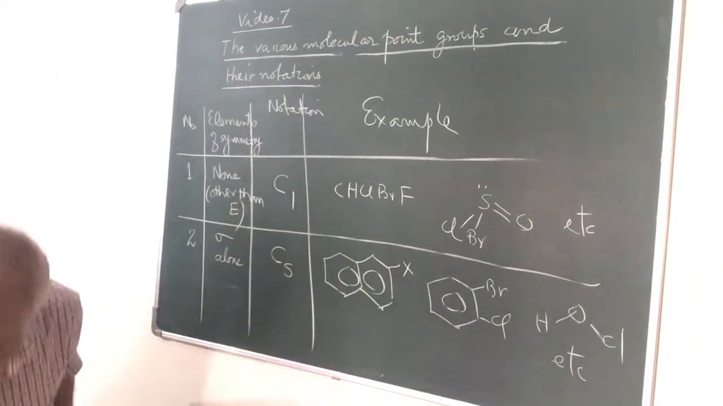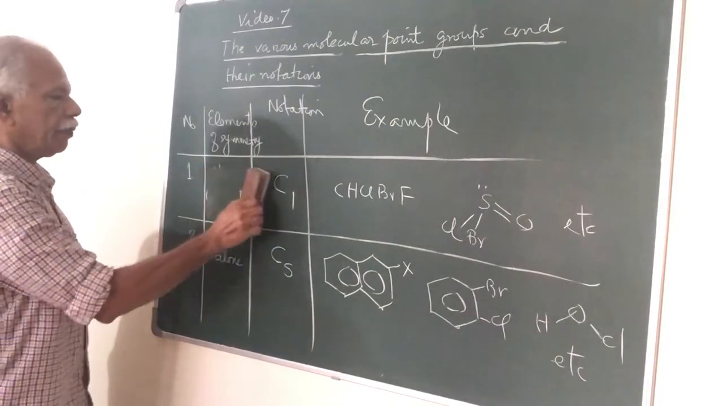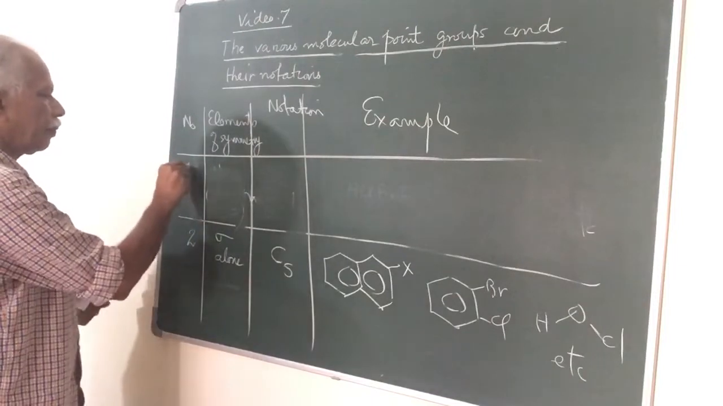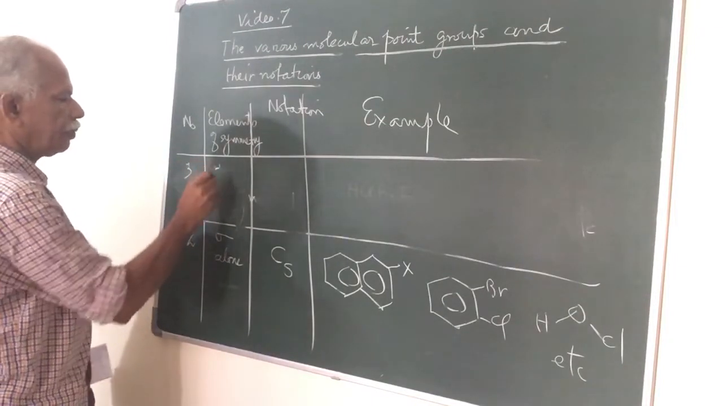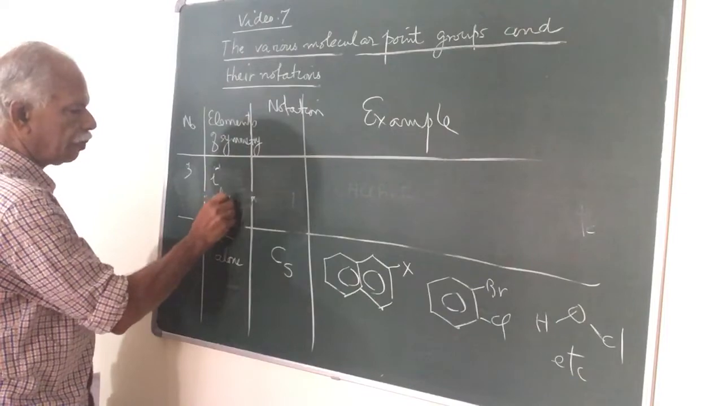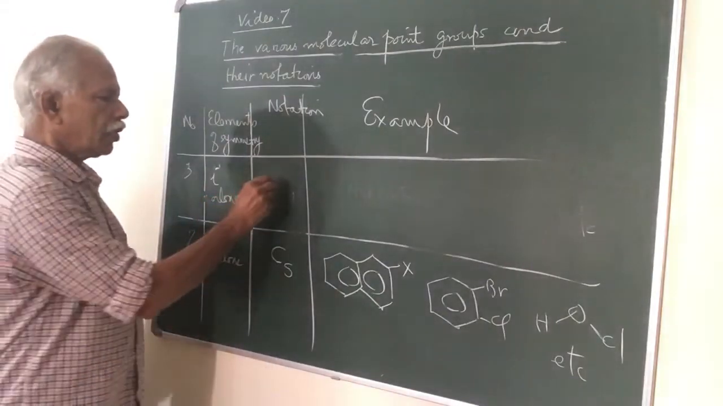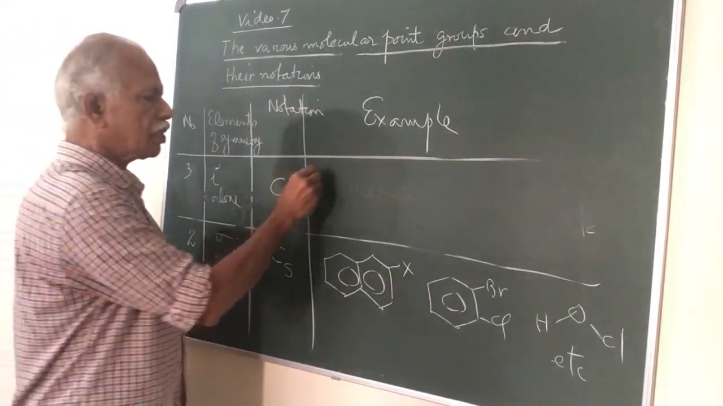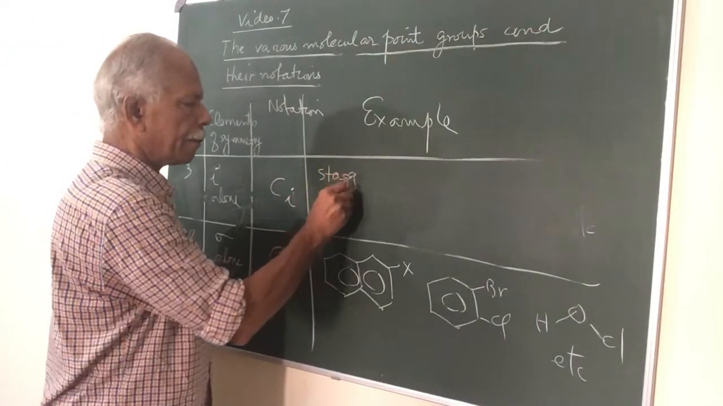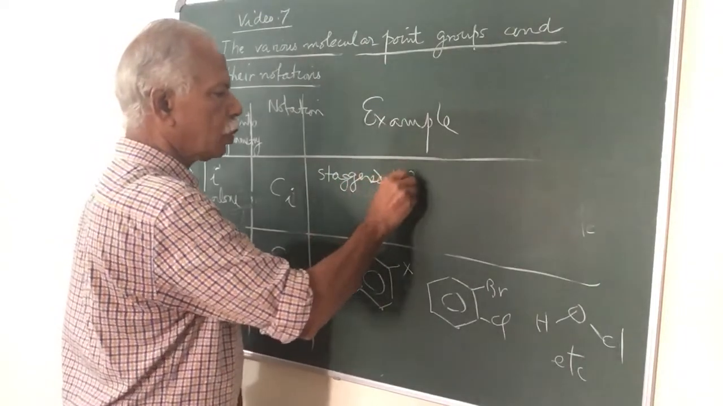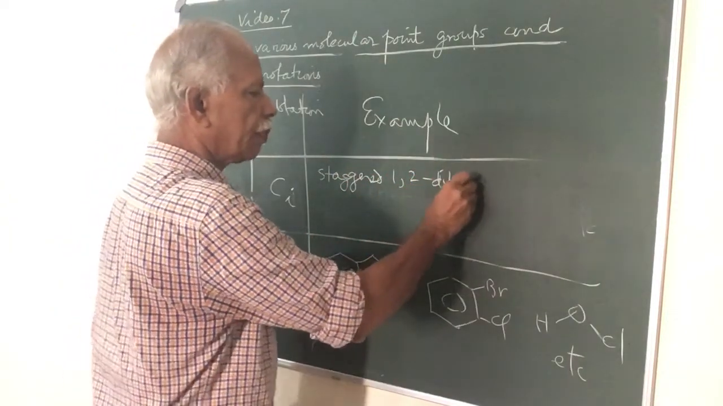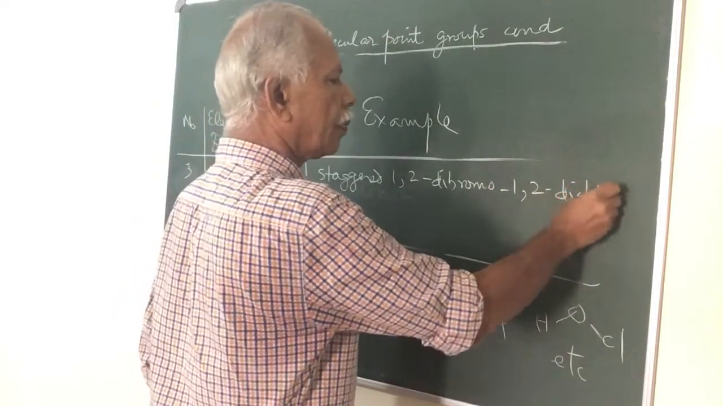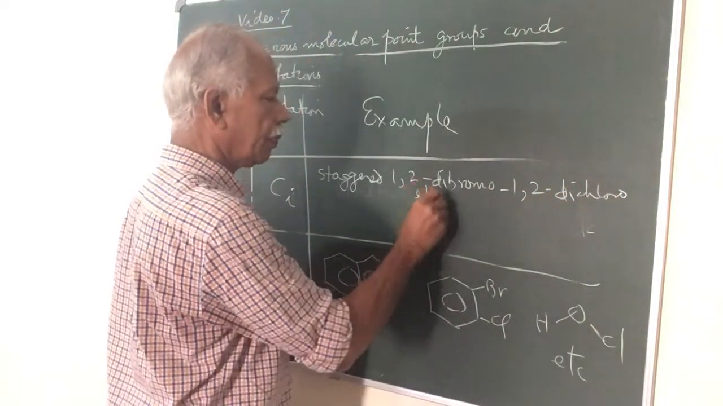Then molecules with i alone, third, i, center of symmetry alone. The notation is Ci group. For example, staggered 1,2-dibromo-1,2-dichloro ethane.